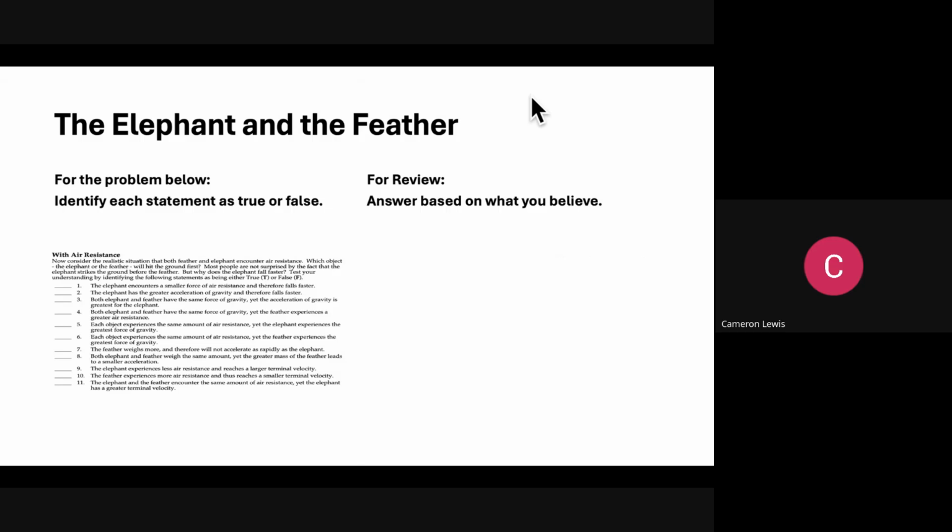Anybody else? The elephant encounters a smaller force of air resistance and therefore falls faster. I think that is false. The elephant is bigger, has a bigger surface area, and so it would experience air resistance at a greater rate than the feather. I hear true, I hear false. Anybody break the tie?